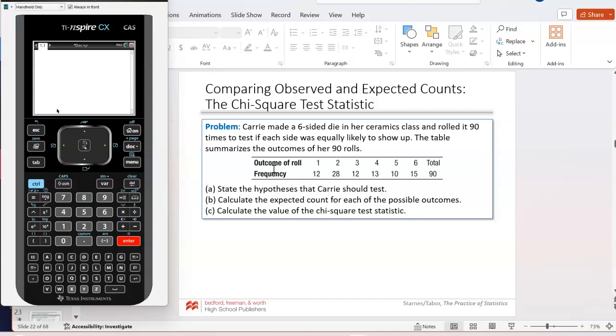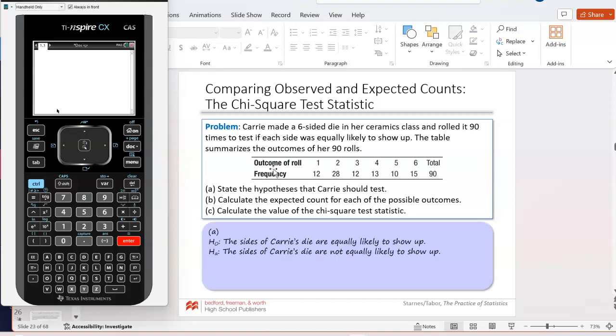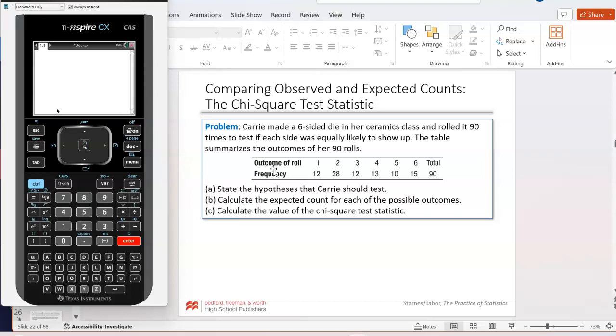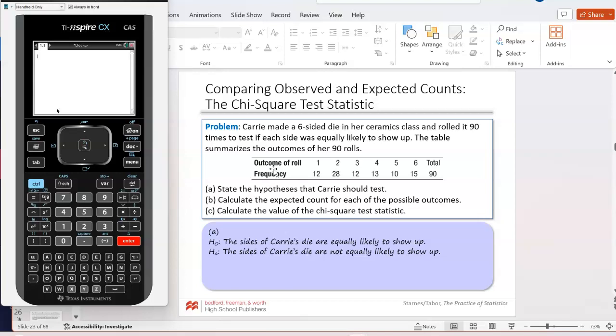So what's the hypothesis? In this case, what would the stated distribution be? That all of the outcomes are equally likely. It's equally likely to get a 1 or a 6 on this particular die she made in ceramics class. So we think the sides of Carrie's die are equally likely to show up. That's the null. The alternate is that they're not equally likely to show up. So it's always that not-equal-to. The distribution is not the same as what we expected.